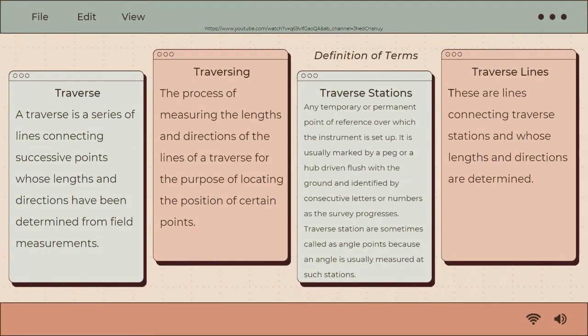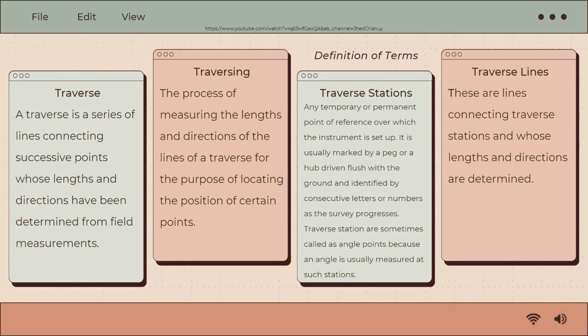First, let's have the definition of terms. Traverse. A traverse is a series of lines connecting successive points whose lengths and directions have been determined from field measurements. Traversing. It is the process of measuring the lengths and directions of the lines of a traverse for the purpose of locating the position of certain points.